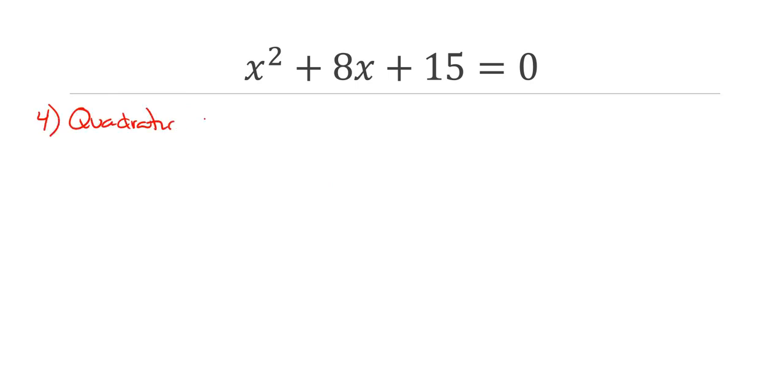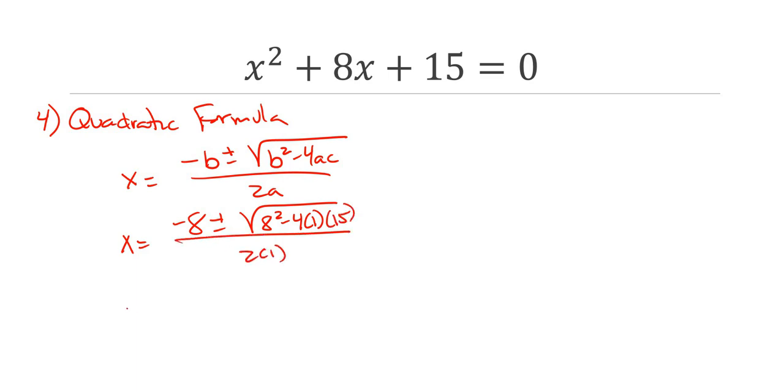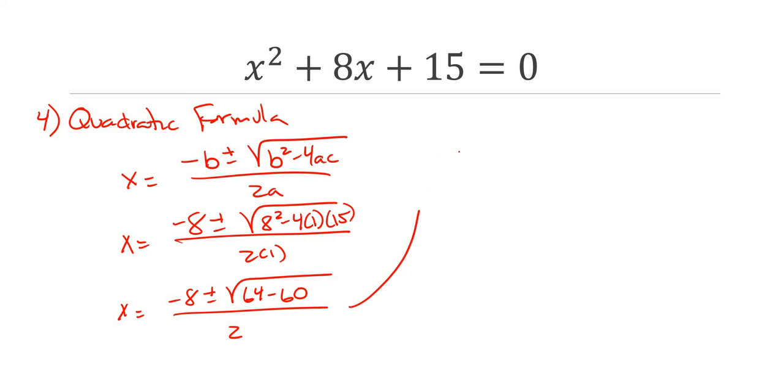And our last method is the quadratic formula. So negative b plus or minus the square root of b squared minus 4ac over 2a will give me my x values. So negative 8 plus or minus the square root of 8 squared minus 4 times 1 times 15 over 2 times 1. So I get negative 8 plus or minus the square root of 64 minus 60 over 2.